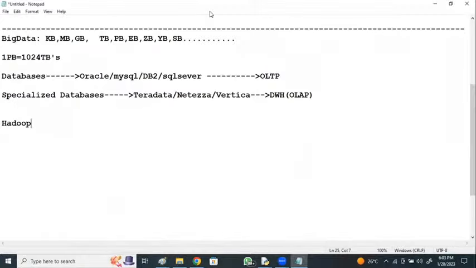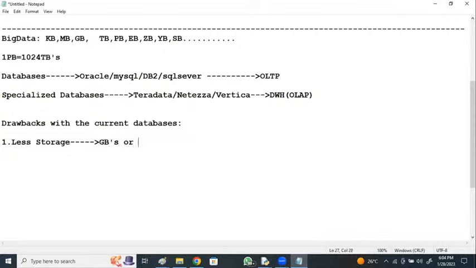Right. Now you may ask a query: why are databases like Oracle not used for storing Hadoop's data? Drawbacks with the current databases, right? First thing, most of the databases have very little storage. They can handle in GBs or in TBs, right? Also, there is no parallel processing in most of the databases, right?